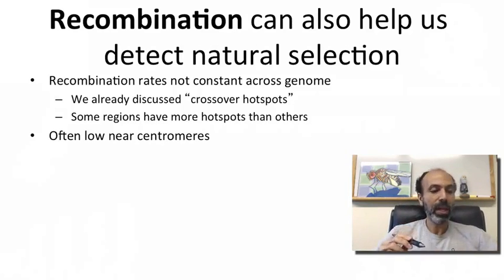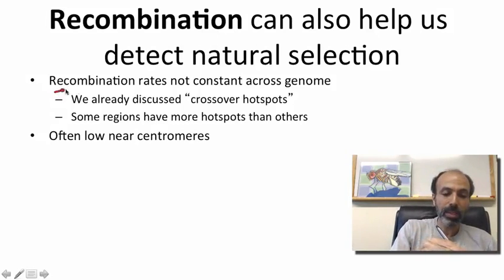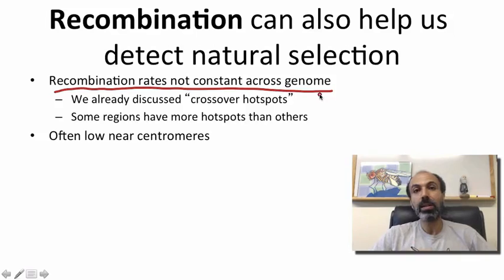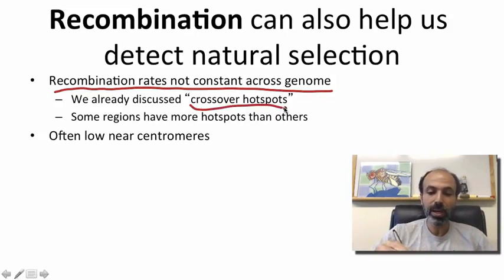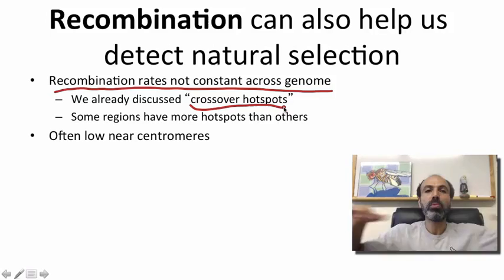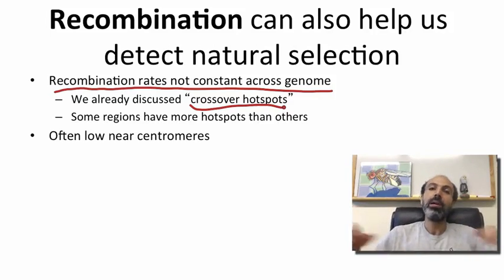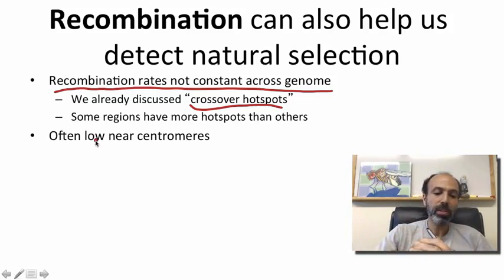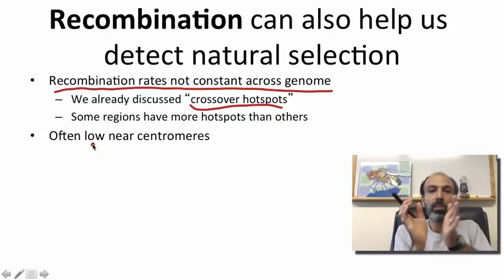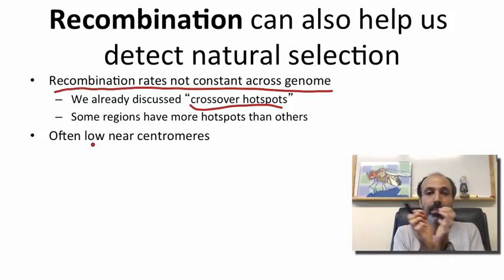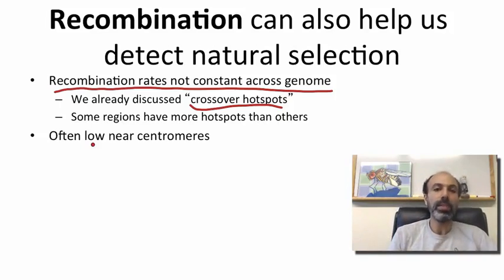Now an important principle which I haven't emphasized up until now is that recombination rates are not constant across the genome. There are areas where recombination is very common, and we already discussed in this context crossover hotspots, but there are often broad regions which have many hotspots, and there are broad regions that have almost no hotspots. So recombination is especially often thought to be low near the centromeres. The centromere is the part of the chromosome that holds together the chromatids.